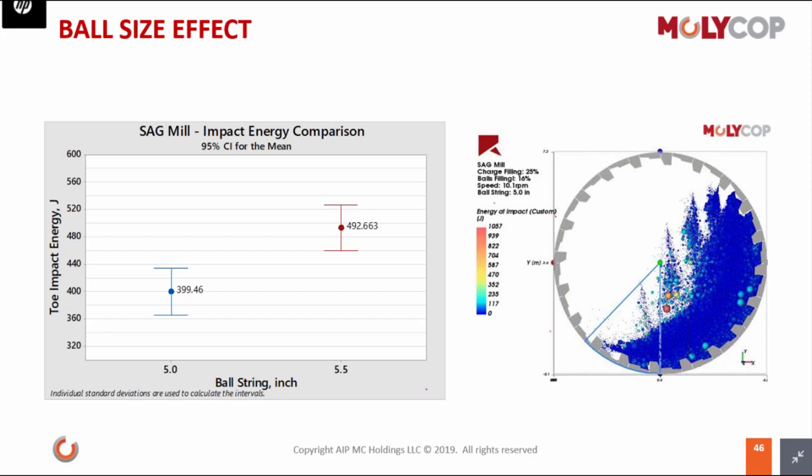For the same power demand, but the ball size has much more mass, and they are going to take much more energy, and this energy is going to be transferred to the charge for grinding. But if you are going to use a higher ball, you are going to have coarser particles in your discharge.